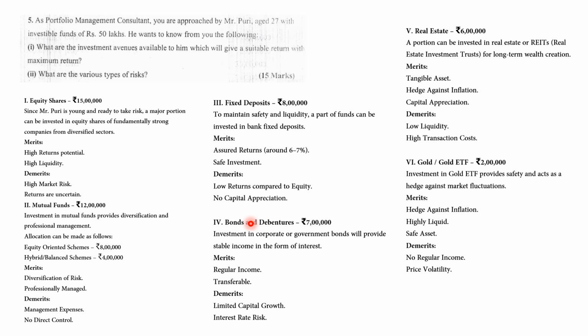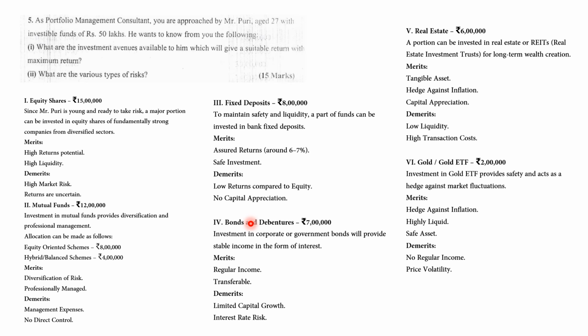Next, for real estate, a portion can be invested in real estate or REIT, the real estate investment trust. With 6 lakhs you may not be able to buy property directly, but you can invest in the trust, for long term wealth creation. Tangible assets are there, a hedge against inflation, and capital appreciation. Demerits may be low liquidity and high transaction cost.